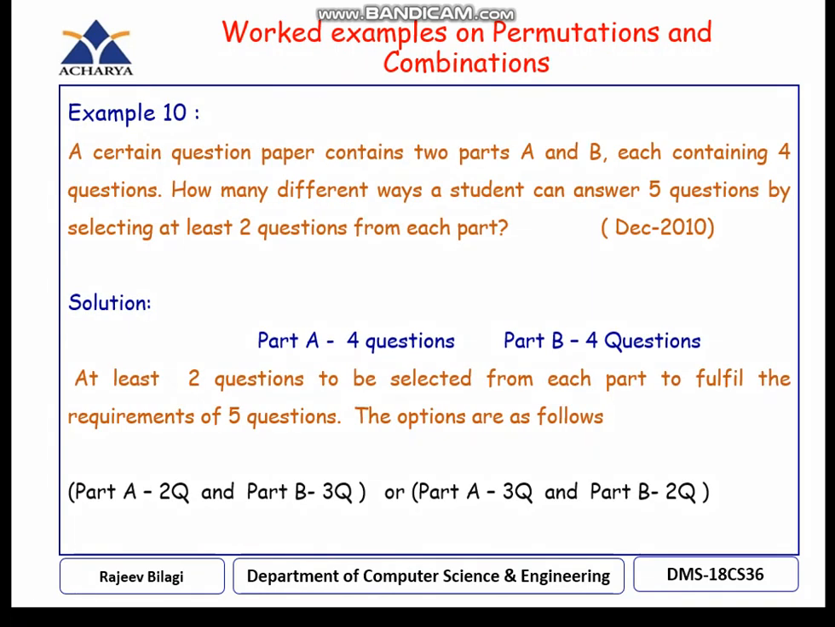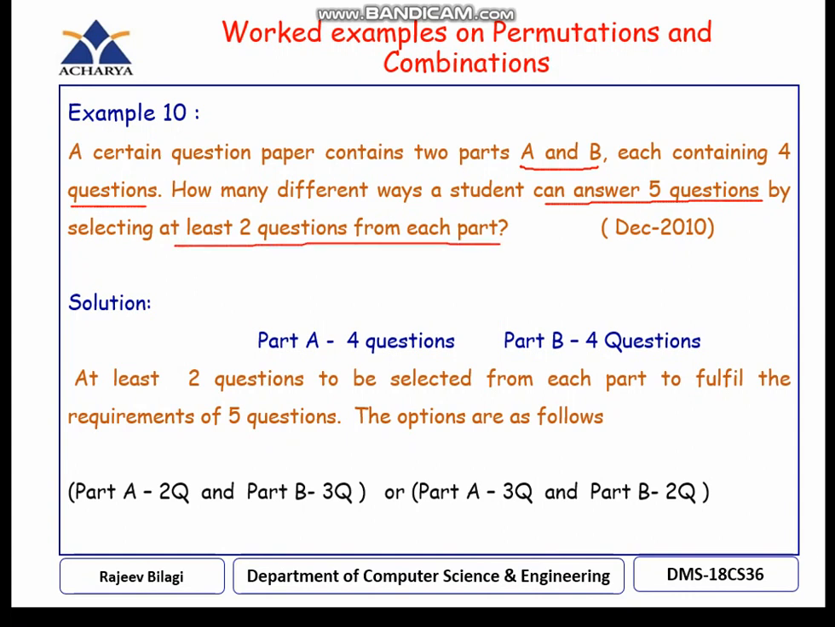Okay, there is another question. A particular question paper has two different parts, A and B, each containing four questions. Part A contains four questions, part B contains four questions. In how many different ways can one answer five different questions by selecting at least two questions from each part?